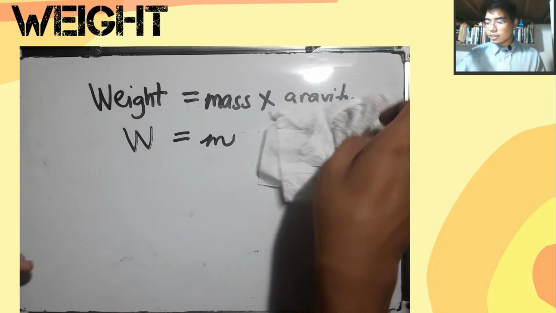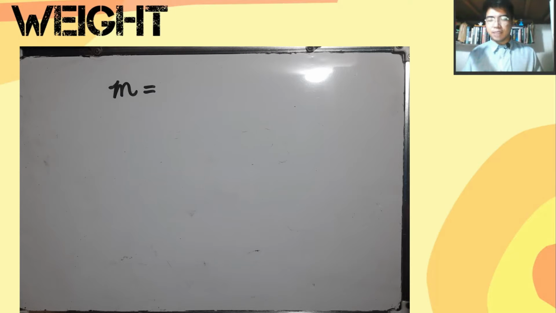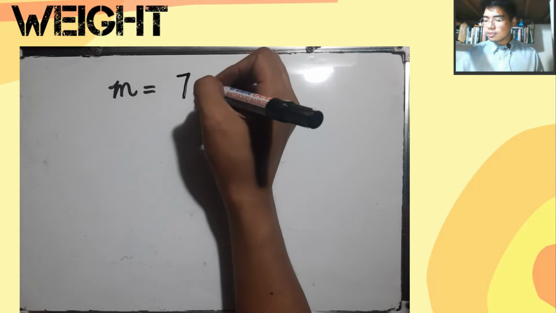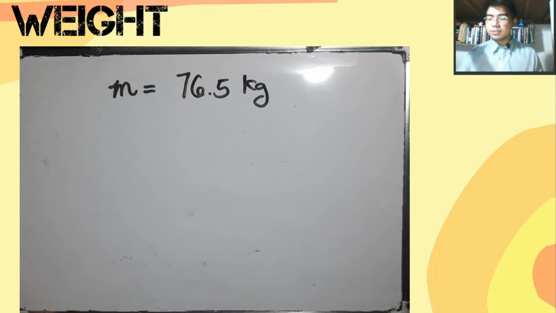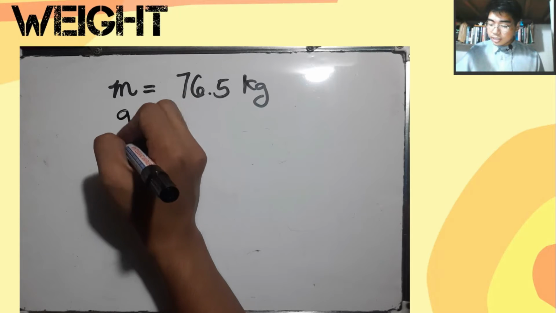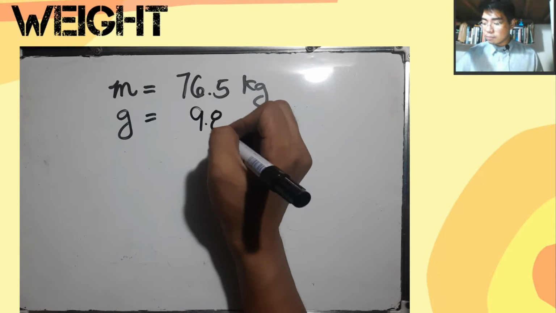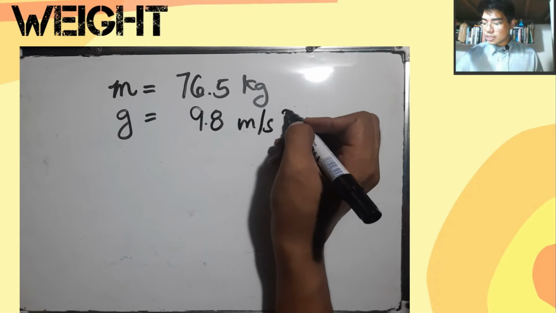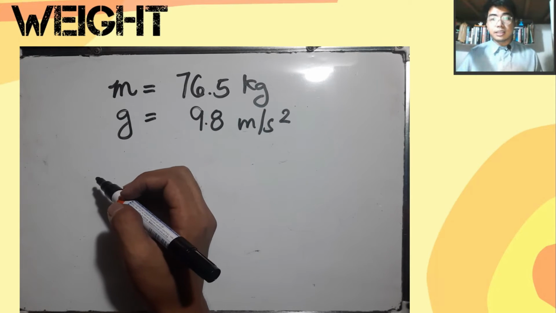Let's consider the weight of your teacher, Mr. Medina. Now, my mass as of September 2020 is equivalent to 76.5 kilograms. Now, what is my weight here on Earth? Since the pull of gravity on Earth is equivalent to 9.8 meters per second squared, we can now actually get my weight.